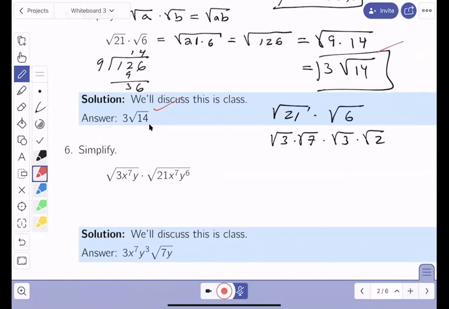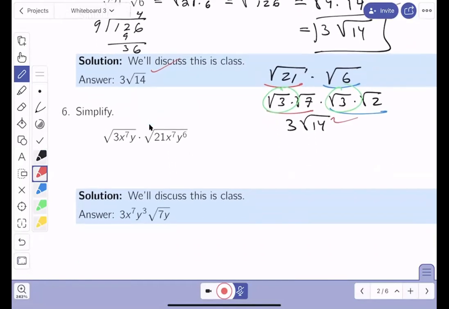Let me put on what I just did over here. I took this, I broke it into this. I took this, I broke it into this. Then I do a commutation. I'm doing these two here. Root 3 times root 3 is just 3. Root 7 times root 2 through a commutation is root 14. Do we get the same answer? Of course we do. All right, let's go to the next one.